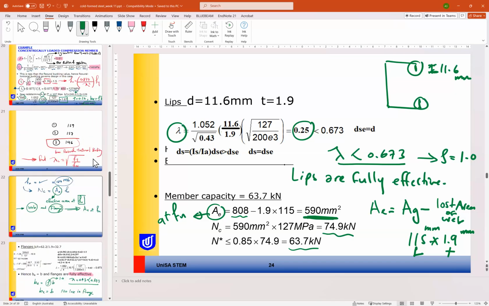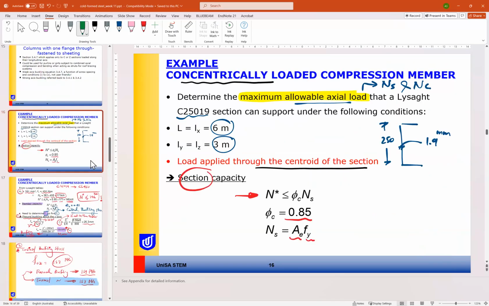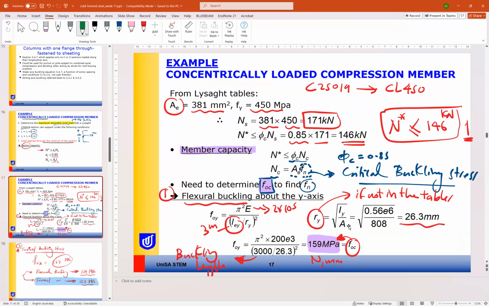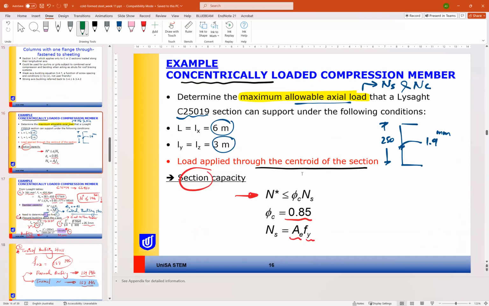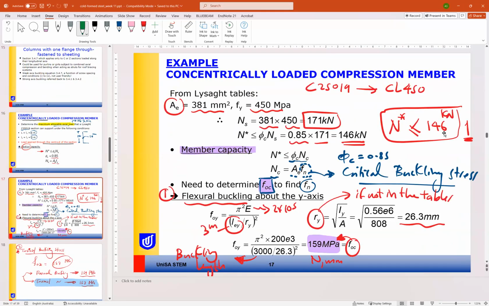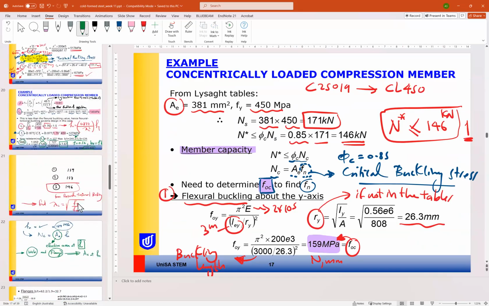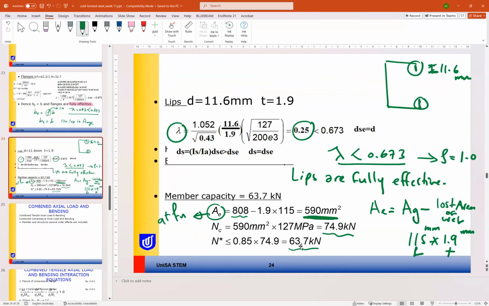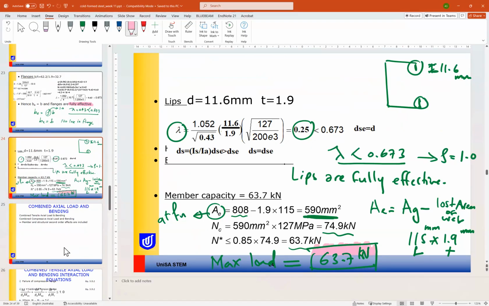So the section capacity was 146, sorry, and the member capacity is 63.7. So the maximum load is equal to the smallest or the least value of both. So it is 63.7. So this was an example of the concentrically loaded columns.